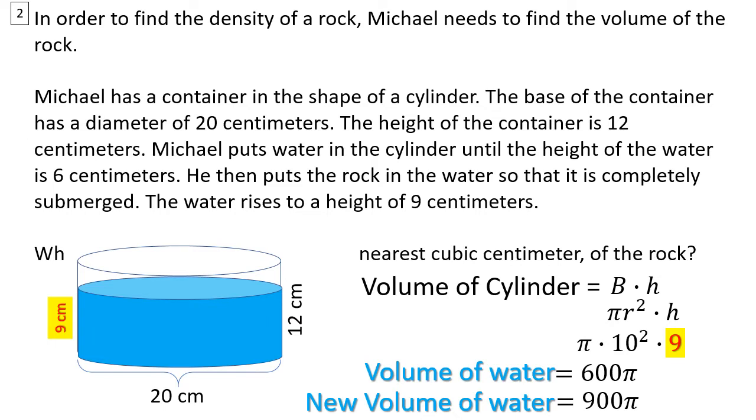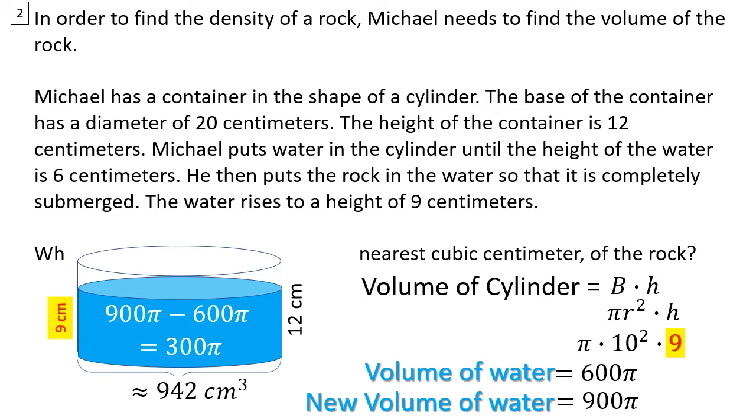So how does that help me figure out the volume of the rock? Well, since when we put him in, it changed an amount, all we should have to do is subtract these two volumes, because the only thing we added, we didn't add more water, we just added the rock. So whatever it changed by will be the volume of the rock. So we just have to subtract. 900 pi minus 600 pi, that's going to be 300 pi. That's going to be the volume of the rock.